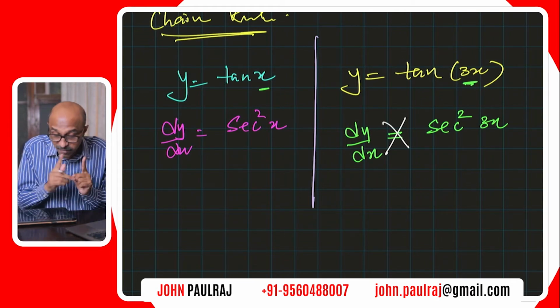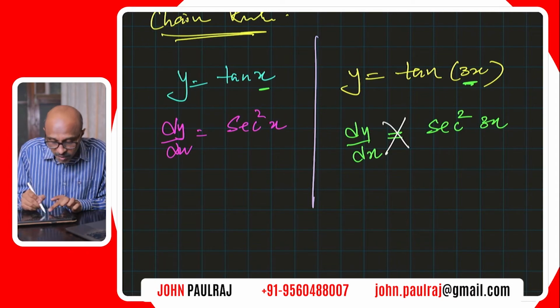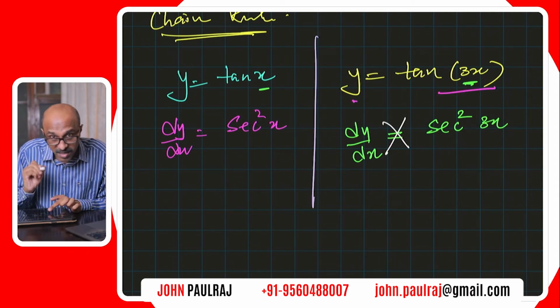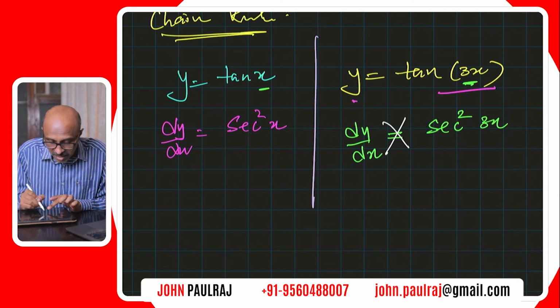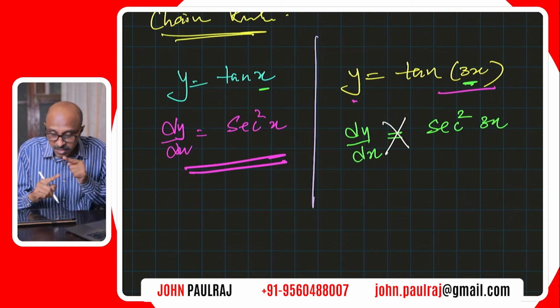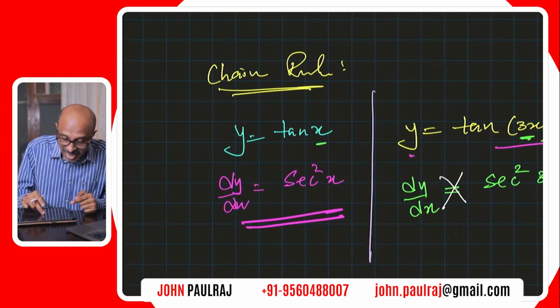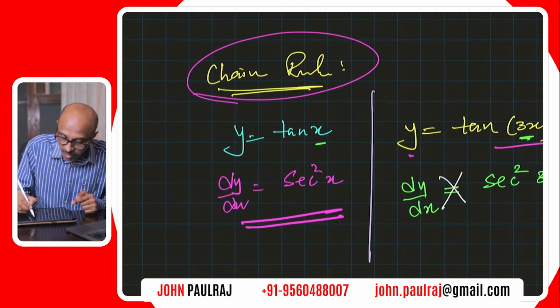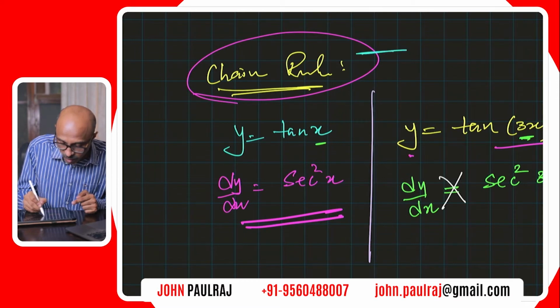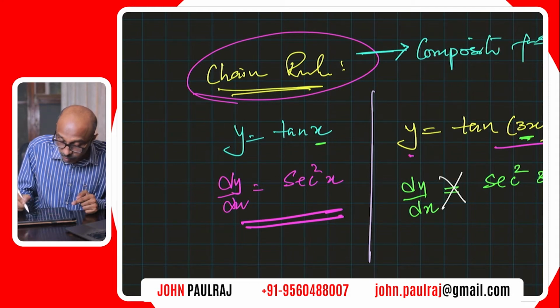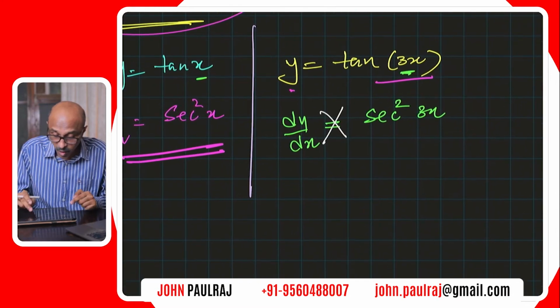It's not the standard function tan of x. So if you're differentiating y is equal to tan of 3x, the composite function tan of 3x, then the derivative dy by dx is not going to be equal to secant square 3x. You can't use this rule directly. There's a rule for composite functions, and that rule is what we are calling the chain rule. So the first thing we want to make a note of is this chain rule is for composite functions. Of course, you can have much more complicated composite functions.